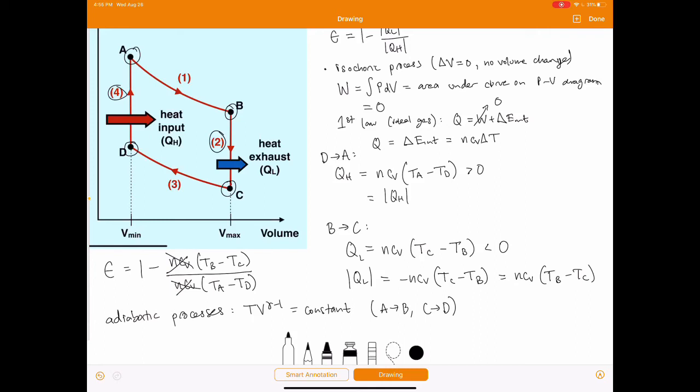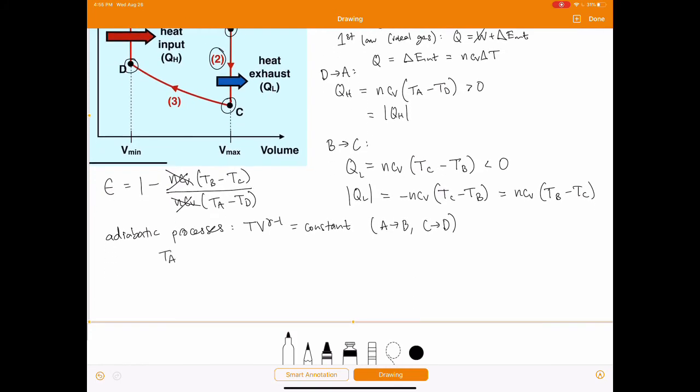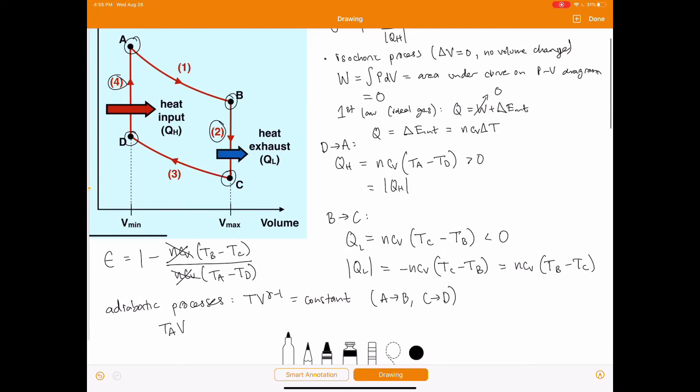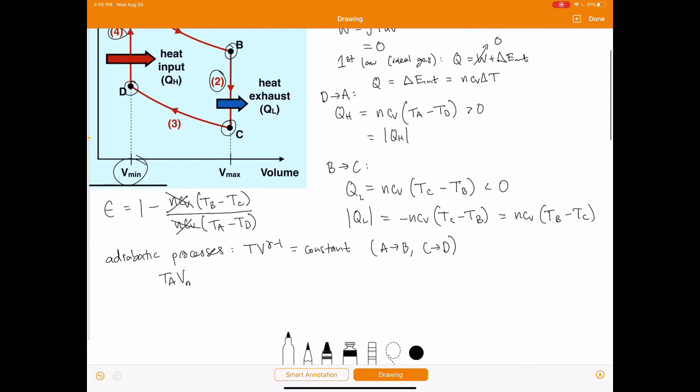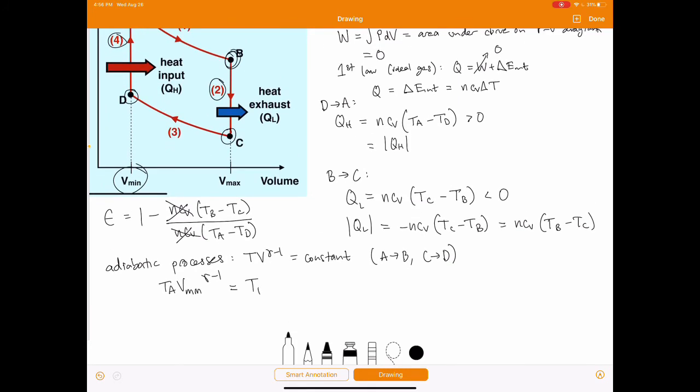Okay, let's say we use it for the process that takes us from A to B. So we'll have the temperature at A times the volume at that point, but we're calling that Vmin. That's just how we're labeling that volume, Vmin. And then I'll have gamma minus 1 here. And that will equal the same thing at point B, which would be TB times the volume, which is now Vmax, to the gamma minus 1.